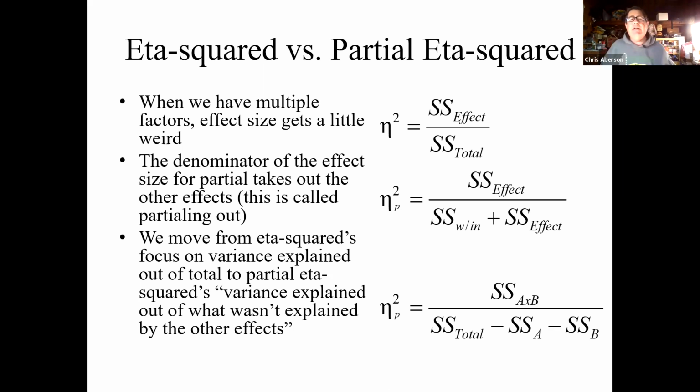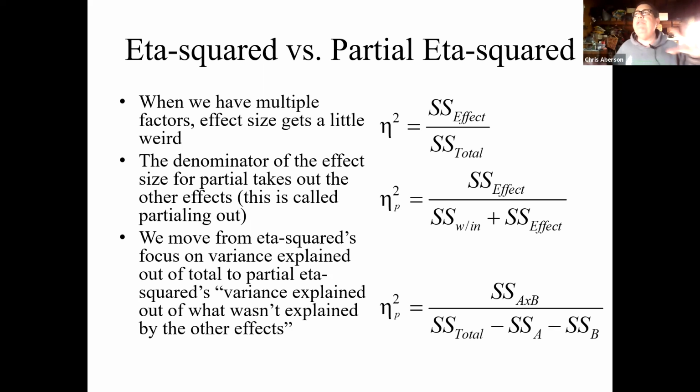Now, if you look at partial eta squared, there are a couple of different representations. You could say the sums of squares of the effect over the sums of squares within plus the sums of squares of the effect, or you could say the sums of squares total minus those 2 effects that we're not considering, sums of squares A and sums of squares B. That subtracting out piece is called statistically partialing, taking something out. So that's where partial eta squared comes from.